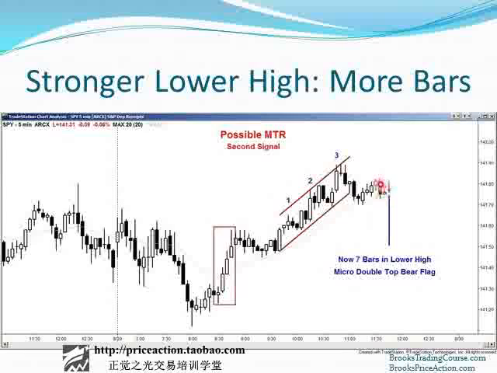What about now? We have a micro double top, this bar and this bar, and now we have 7 bars in the pullback. So if the market falls below this bar, that would be a second signal short. I think that's a more reliable sell signal than selling below this bull bar. So that is one that I think is worth considering.